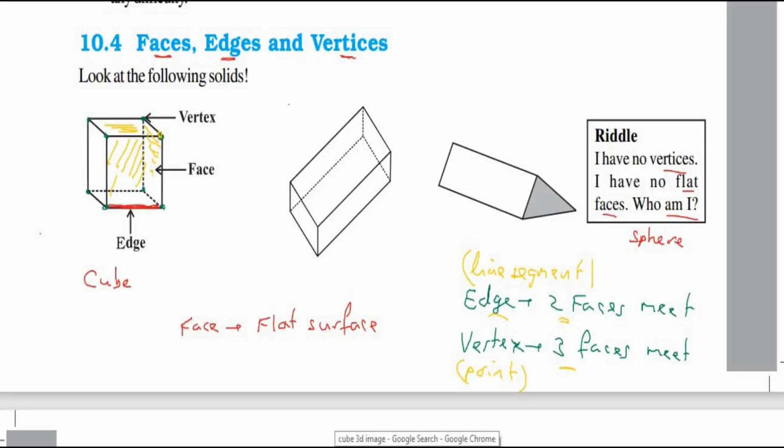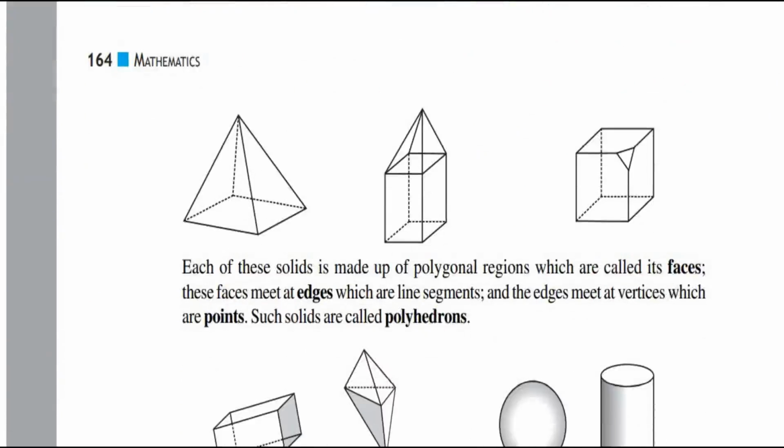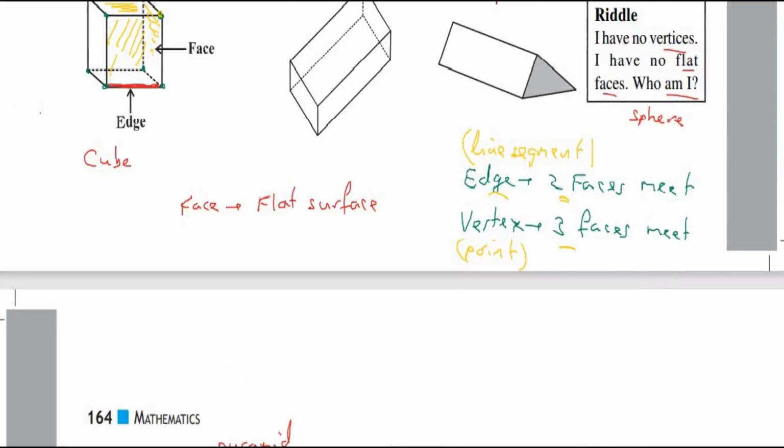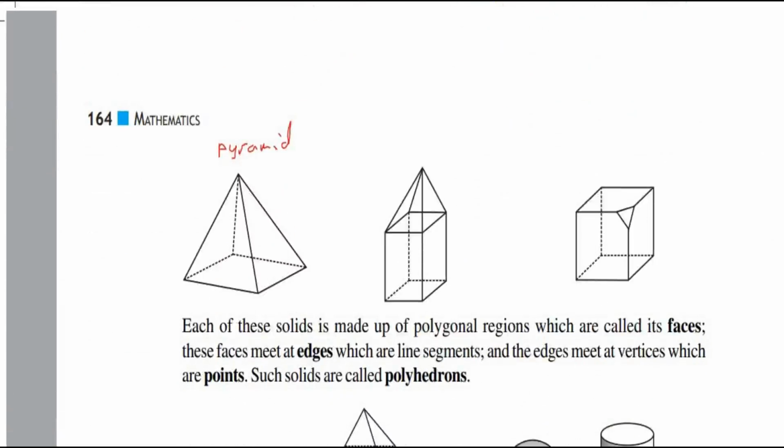Now this figure is a cuboid. This is a prism. This is a pyramid. Now you see the difference between prism and pyramid. In a prism, we have rectangular faces and triangular faces. In a pyramid, we have rectangular and triangular faces, same thing, but you see they meet at one point. So we have a vertex also here.